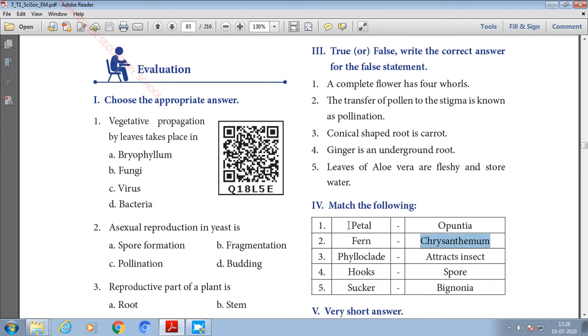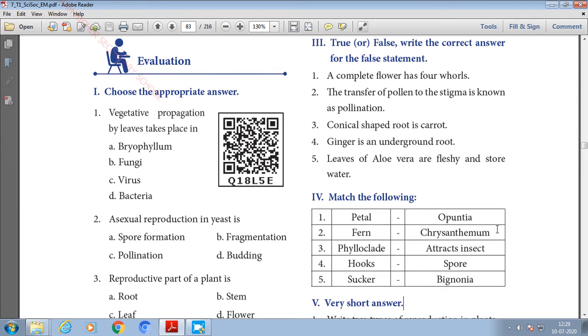So we'll see the answer one by one. For petal, attract insect. For fern, spore. Phylloclad, opuntia. Hooks, bignonia. Sucker, chrysanthemum. So you can just mark the options as C, D, A, E, B. So it will be in the order of C, D, A, E, B. So I hope you all have marked till this.